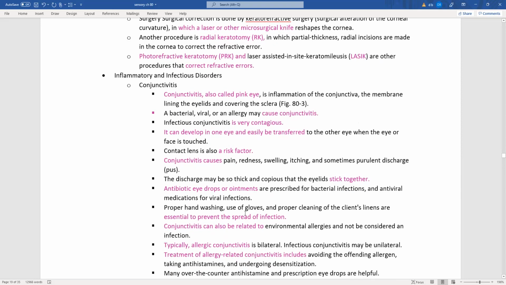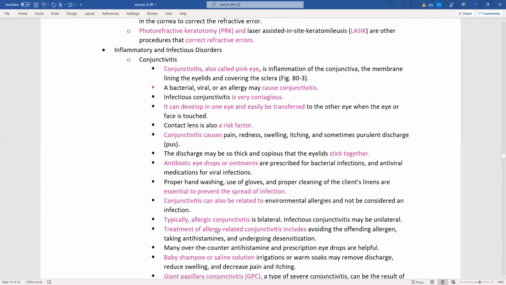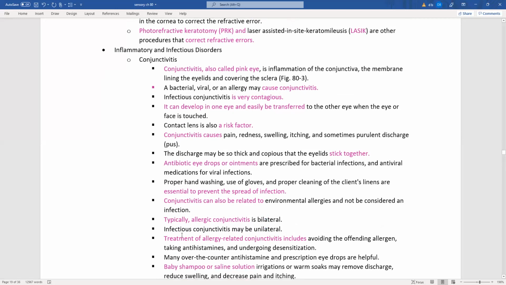So make sure that you wash your hands properly. Use gloves. Proper cleaning of the client's linen is essential to prevent the spread of infection, because conjunctivitis can spread. Typically, allergic conjunctivitis is bilateral, so if it happens in one eye, it's going to happen in the other one. Infectious conjunctivitis may be unilateral, meaning it only happens in one eye.